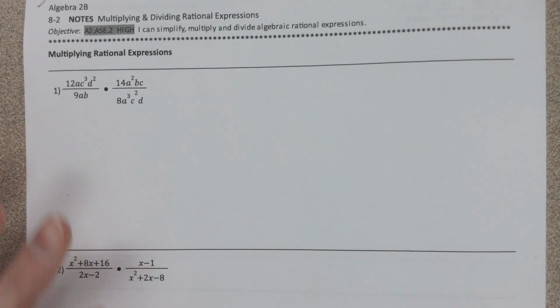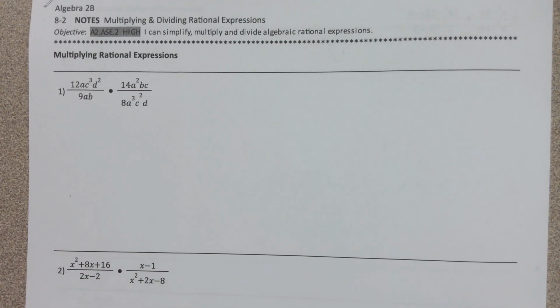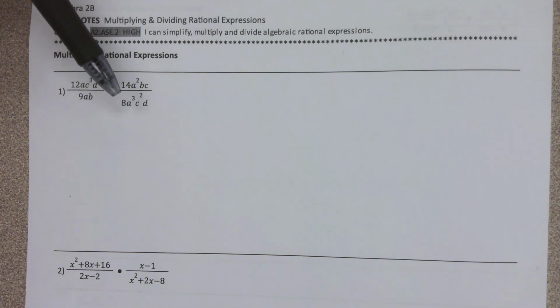Some students look at this problem and think, I'm going to simplify all that and then I'll multiply. That is an option, but if you do that, you'll have to simplify a little bit more after you multiply. It just makes more sense to me to multiply everything at once and then simplify all at once. Just do each step one time. So that's what I'm going to do. 12ac cubed d squared over 9ab times 12a squared bc over 8a cubed c squared d.